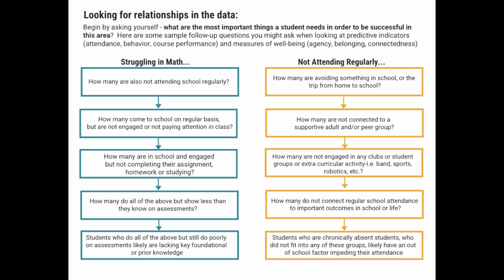You can better define the problem by looking at data from this point of view. How many students are flagging in math? 100. How many students are not flagging in attendance as well? 87. How many are in math class and engaged? 57. How many are in class, engaged, and doing work? 52. How many are in class, engaged, completing work, but still failing assignments? 37. These students are most likely lacking key skills or foundational knowledge since they are doing all of the other things that are necessary for success in math.